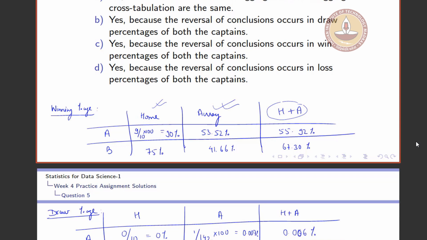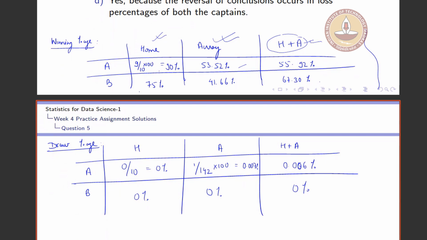Now let's look at this table. You can see that the winning percentage of Captain A is more in both home and away matches as compared to Captain B. But when you look at the home plus away matches, the winning percentage of Captain B appears to be more. So yes, there is a reversal of conclusion in aggregated and disaggregated data in winning percent. So option C will be correct.